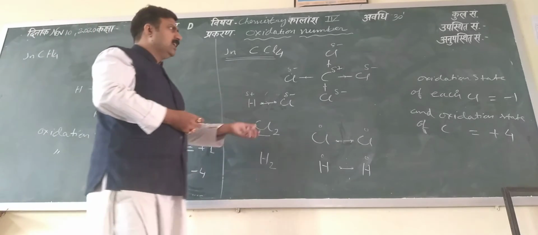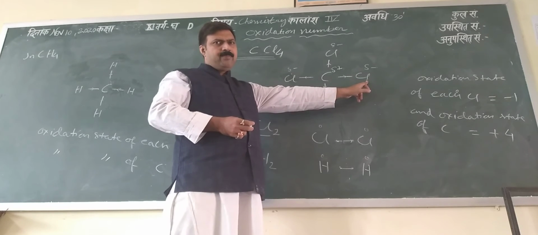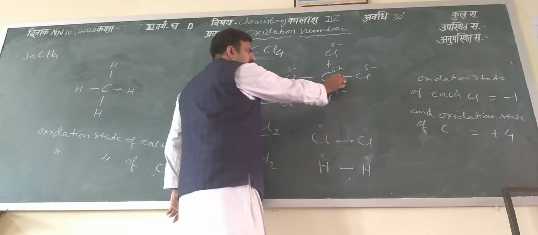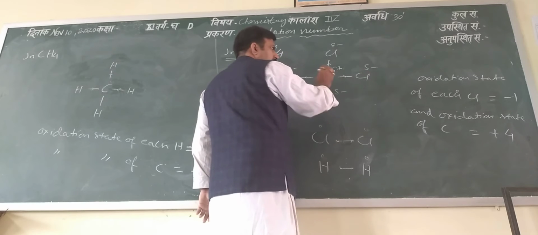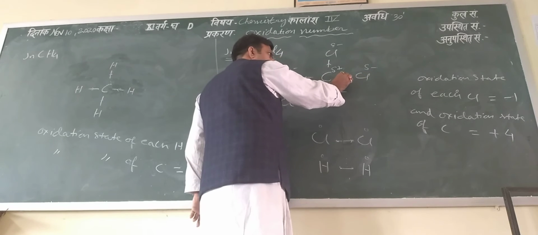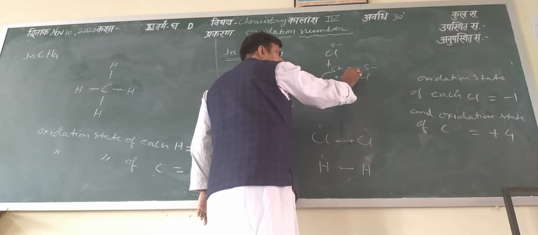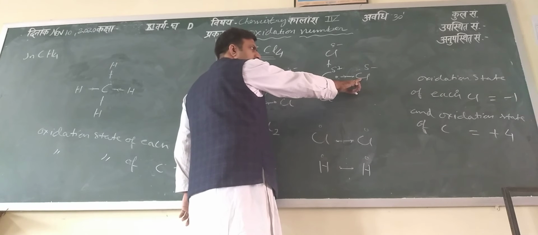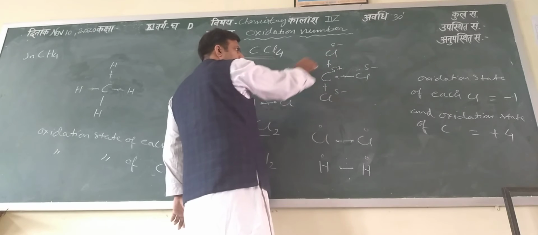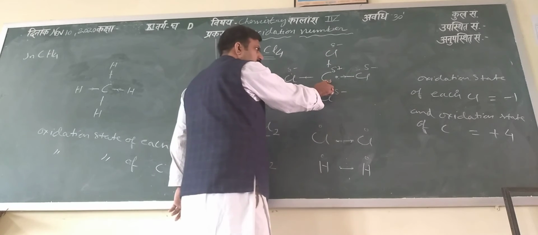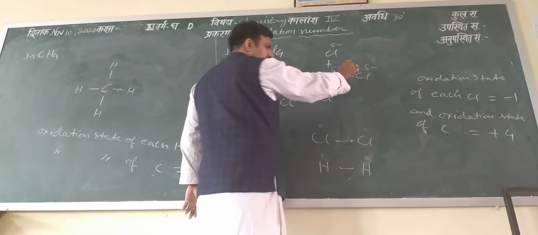But in case of CCl4, chlorine is more electronegative than carbon. So the C-Cl bond will polarize towards chlorine, and if the bond breaks, the shared electron pair will transfer towards the chlorine atom. So chlorine becomes negative, the oxidation state of each chlorine is -1, and carbon becomes +4 because the bonds are polarized towards chlorine.